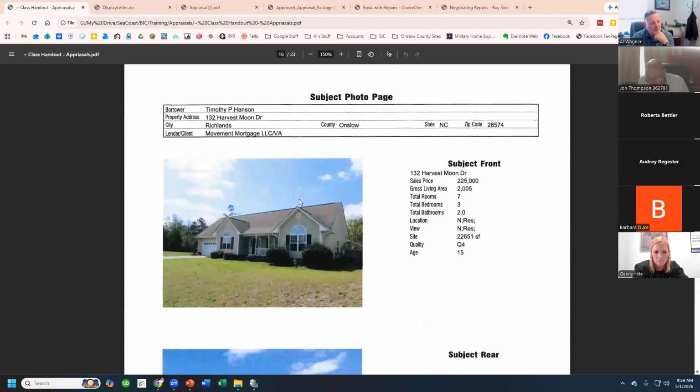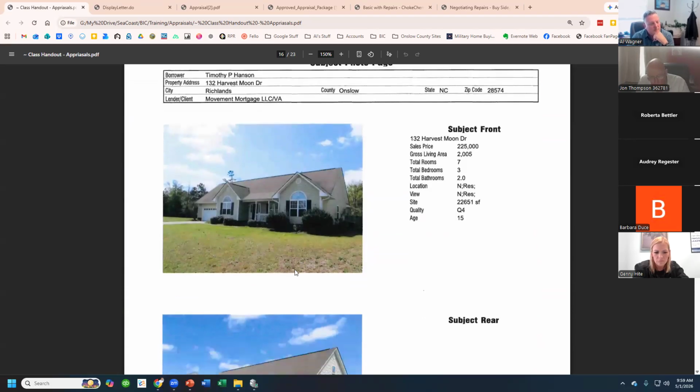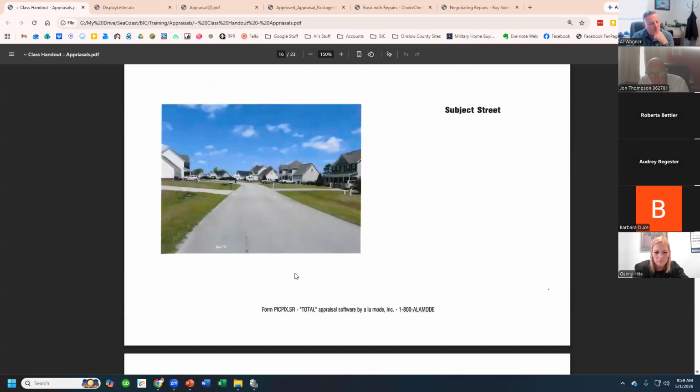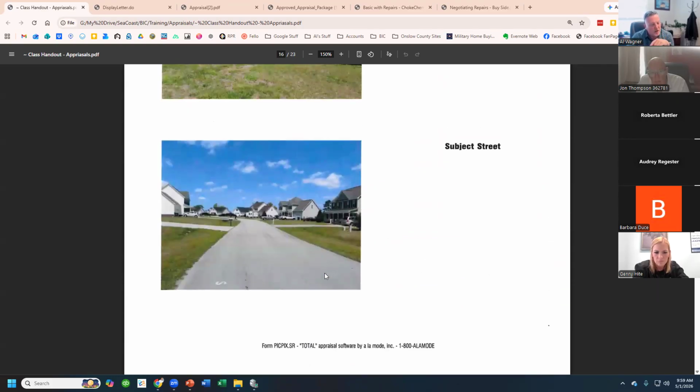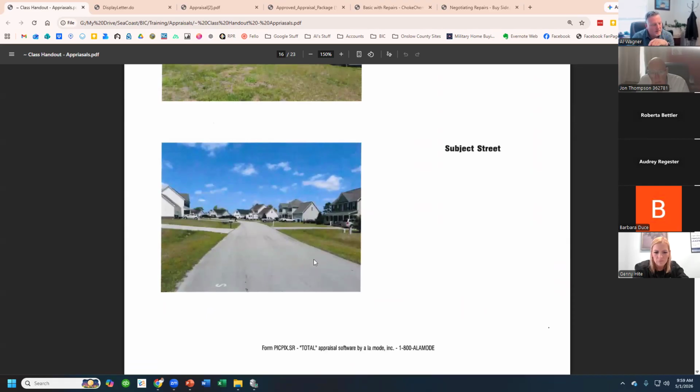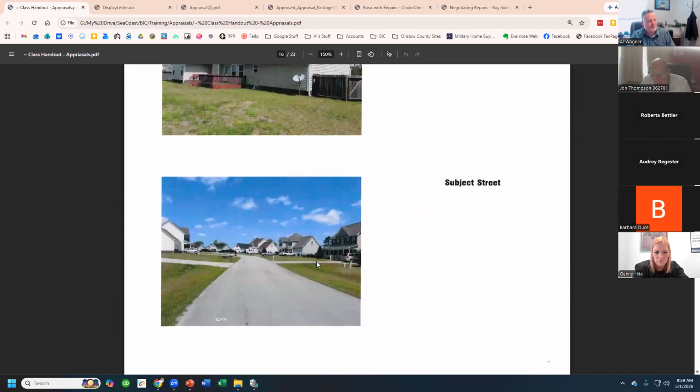And then we get into the photo of the subject property. They have photos of the property itself. Notice they do a shot of the street. They always do a picture of the street. Why do you think they do that? Anybody? Condition of the road. I was just going to say, showing the road that it actually is paved or whatever. Yep. The condition of the access to the property.